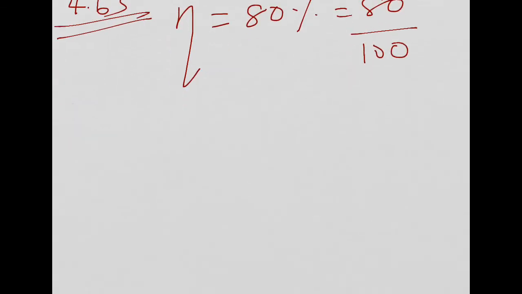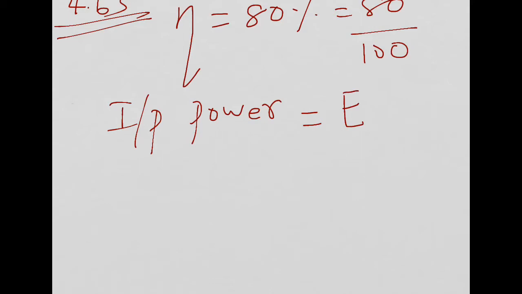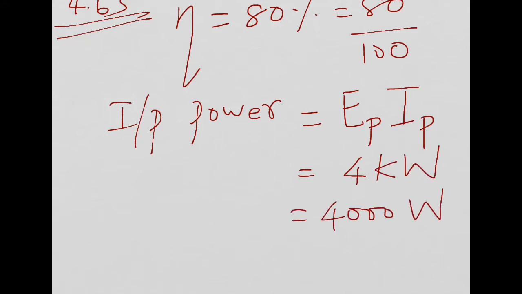Also told, it is connected to a power input of 4 kilowatt at 100 volt. Okay, input power. We know power is voltage into current. Here voltage of input is primary, so input voltage EP into input current IP, that is input power altogether, is being given as 4 kilowatt, which is 4000 watts. And also been given that the input voltage is 100 volt, so EP is 100 volt.